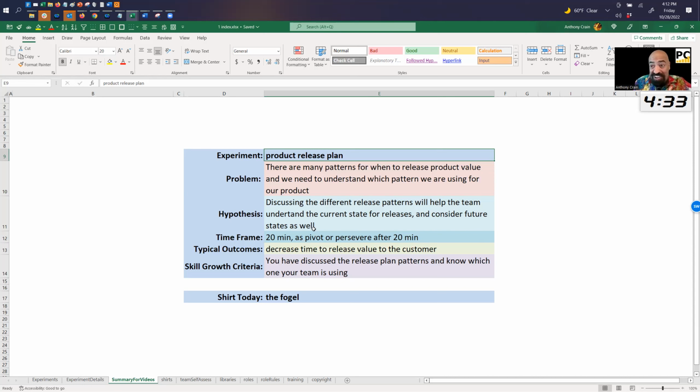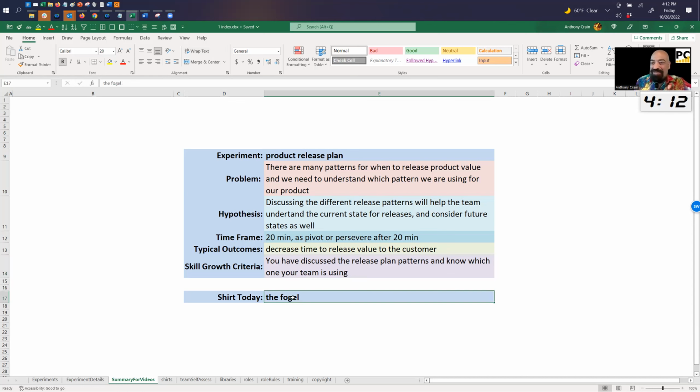20 minutes, this one's done. So no need to pivot or persevere during the experiment, just get her done. Might even take less. Typical outcome: you should decrease time to releasing value to the customer by understanding these types and seeing where you can go. So for skill growth, this one's super simple. All we have to do is discuss the release plan pattern. So we'll probably get it done in 4 minutes here.